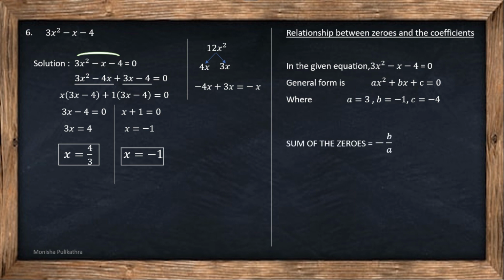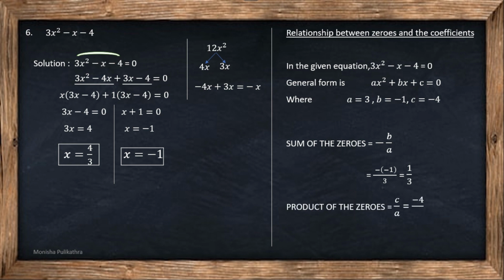Next, write down the formula for the sum of the zeros. The sum of the zeros formula is minus b by a. In the formula there is a minus symbol and the b value is also minus 1. So carefully substitute it by taking it as minus of minus 1 whole divided by 3. Minus into minus is plus. The sum of the zeros will be 1 by 3.